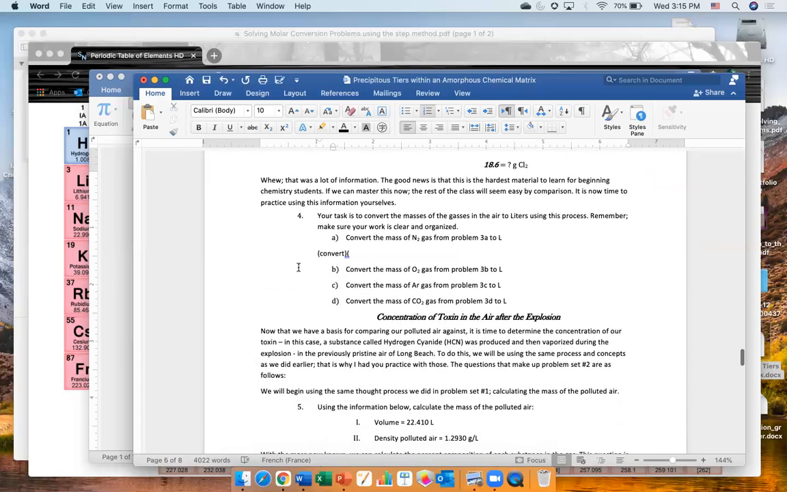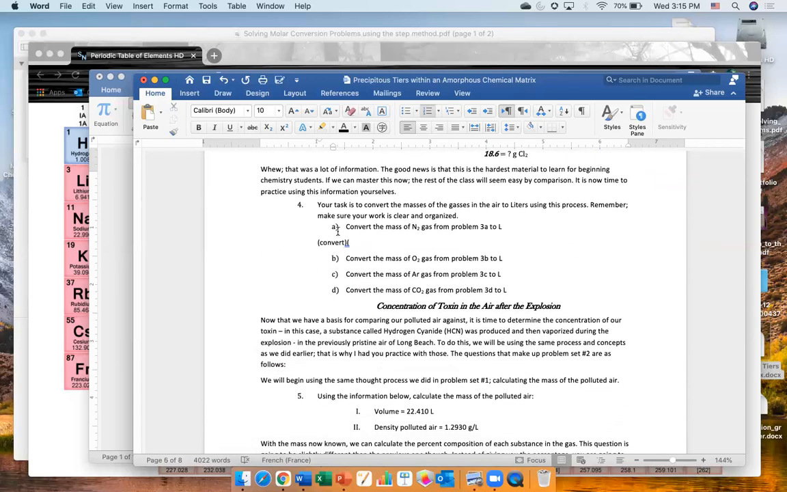So if we skip through the steps, we're going to go down to question number 4. Let's just take a look at where we're headed here. Phew, that was a lot of information. The good news is that this is the hardest material to learn for beginning chemistry students. If we can master it now, the rest of the class will seem easy by comparison.